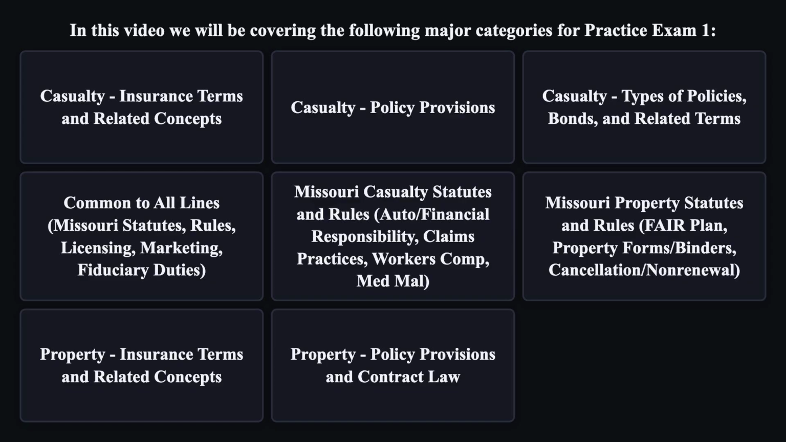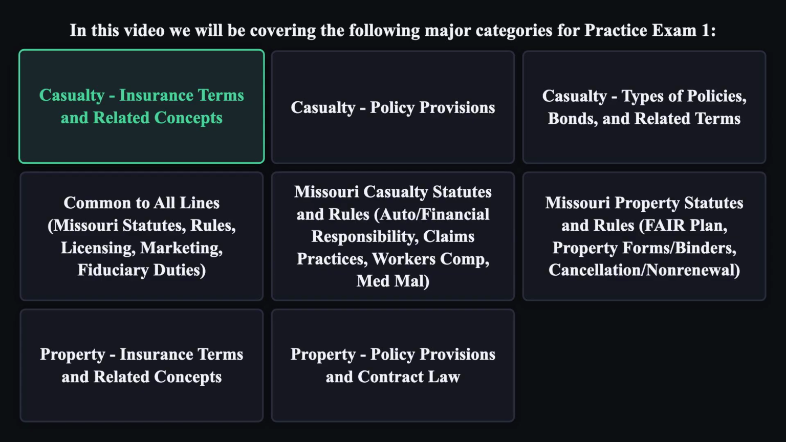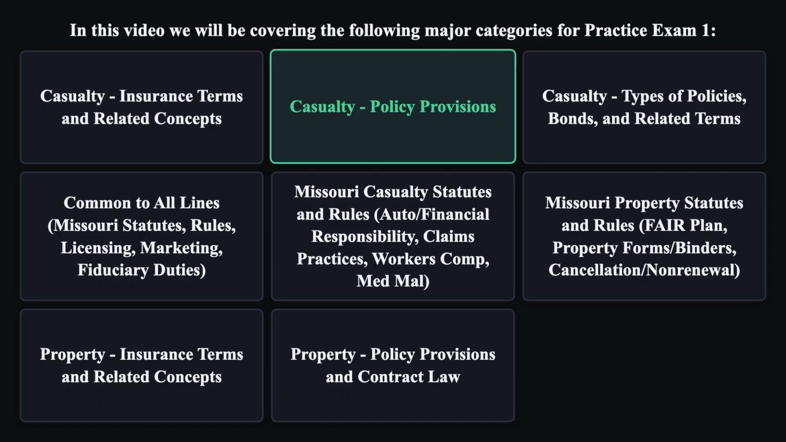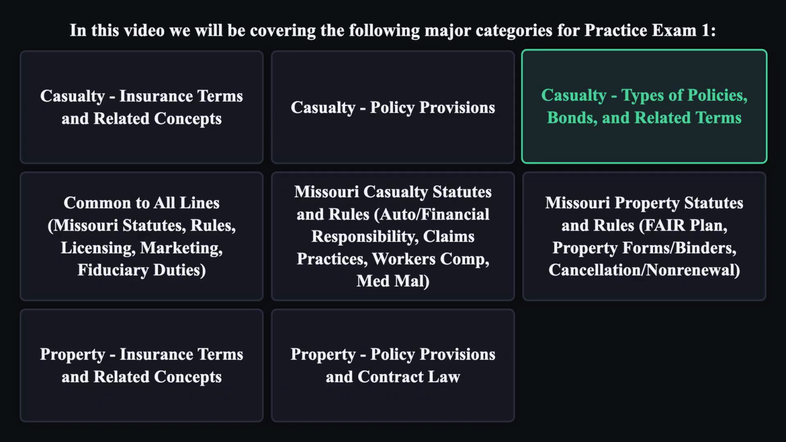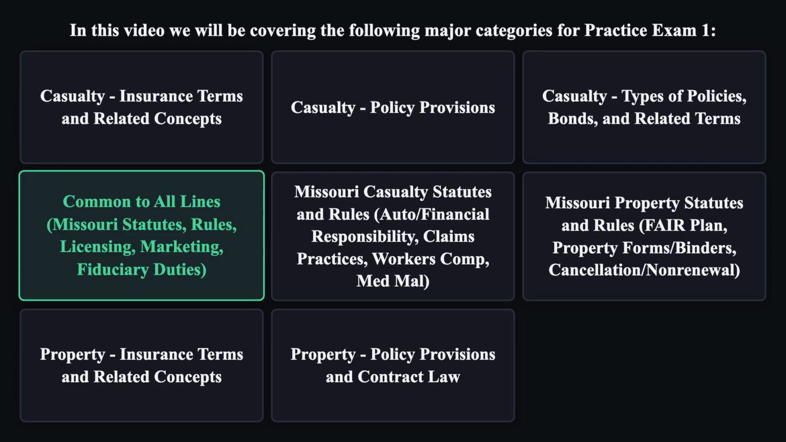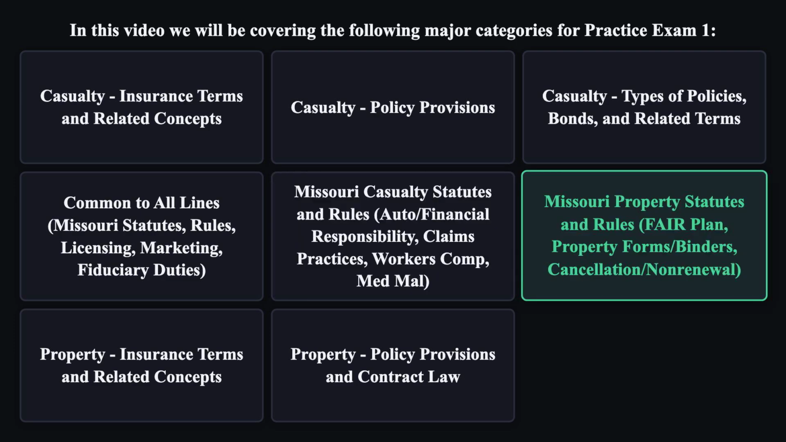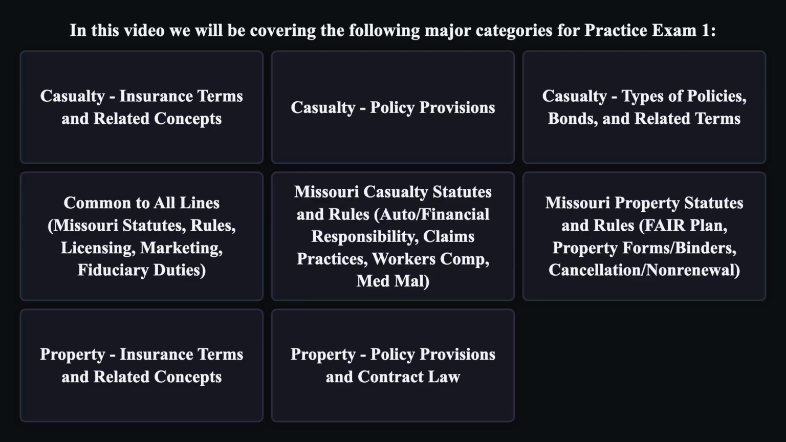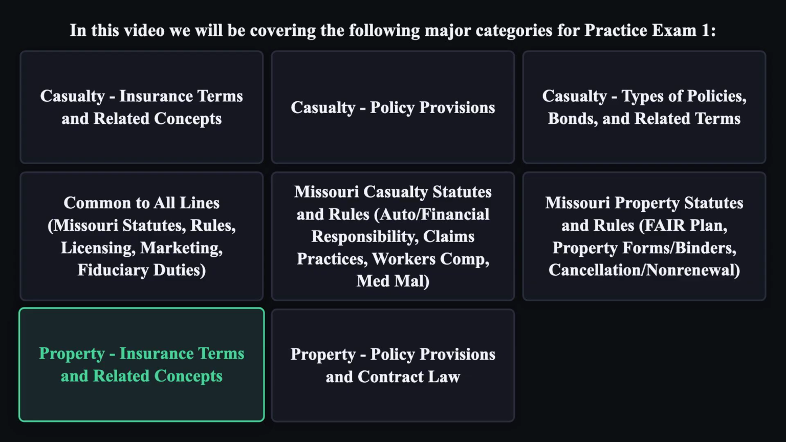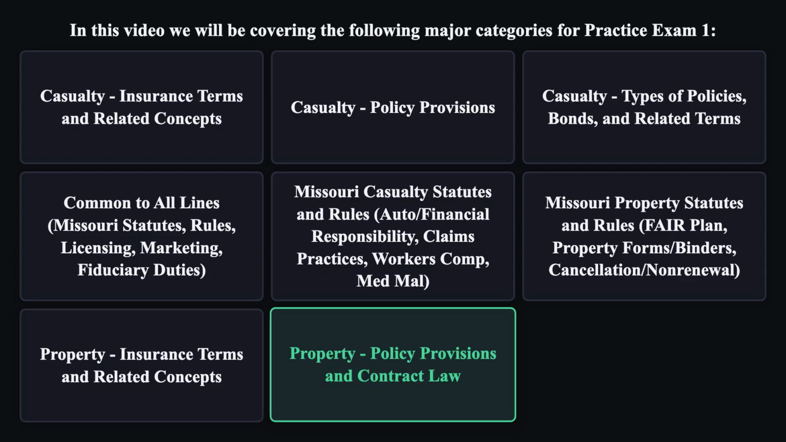In this video, we will be covering the following major categories for Practice Exam 1. Casualty insurance terms and related concepts. Casualty policy provisions. Casualty types of policies, bonds, and related terms. Common to all lines. Missouri casualty statutes and rules. Missouri property statutes and rules. Property insurance terms and related concepts. Property policy provisions and contract law.